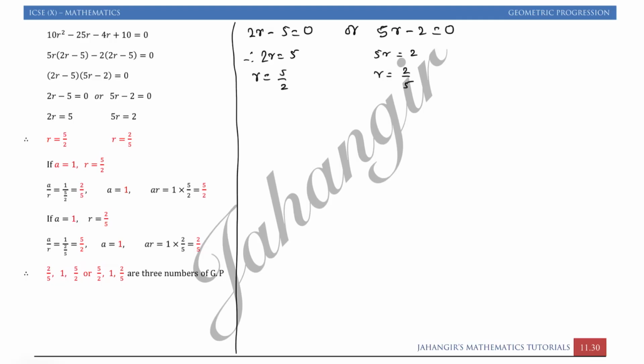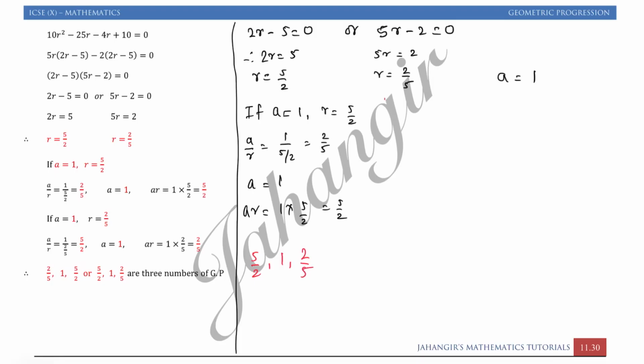So we got two values of R, but A is 1. Now if A is equal to 1 and I take the value of R as 5 by 2, my first number is A by R, that is 1 upon 5 by 2, which is equal to 2 by 5. Second number is A, that is 1. Third number is AR, that is 1 into 5 by 2, which is 5 by 2. So the three numbers are 2 by 5, 1, 5 by 2 for the first case.